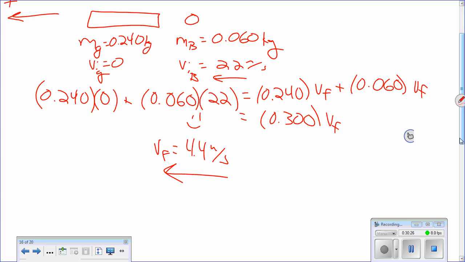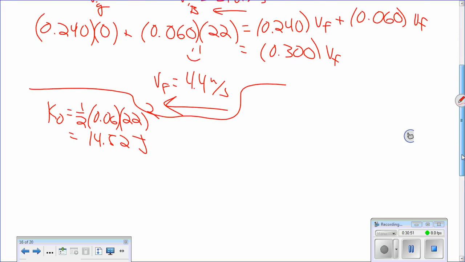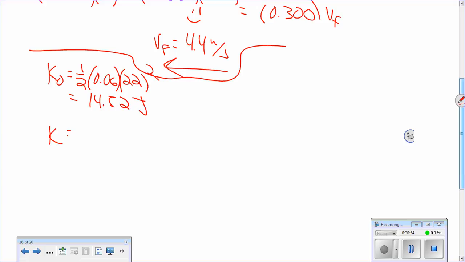Okay, so let's find our initial kinetic energy. The initial kinetic energy is 1/2 the mass of the bullet times the velocity squared. So the starting kinetic energy turns out to be 14.52 joules. After the collision, your kinetic energy is 1/2 of 0.30 kilograms times 4.4 squared, and that gives you 2.904 joules.